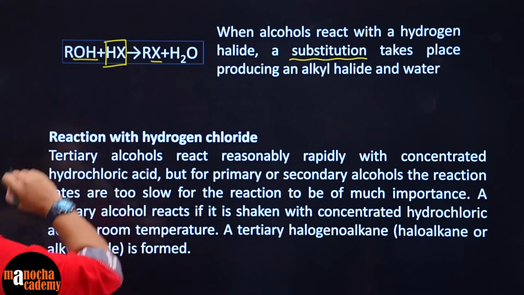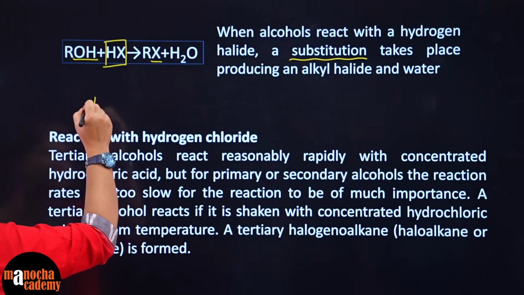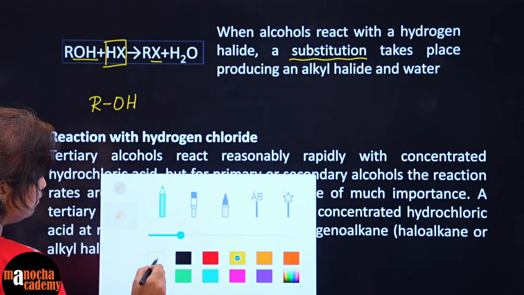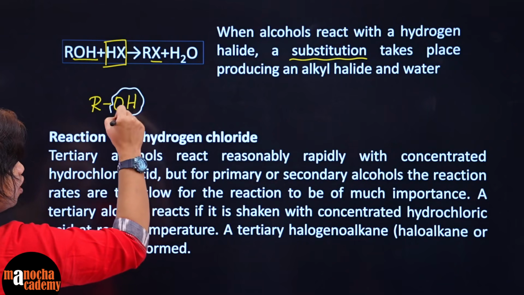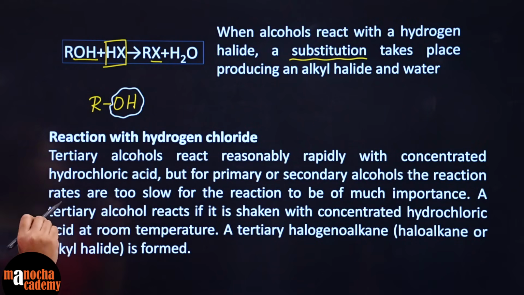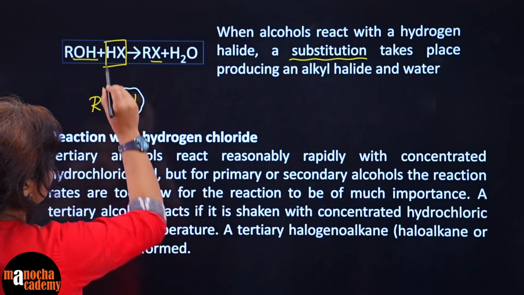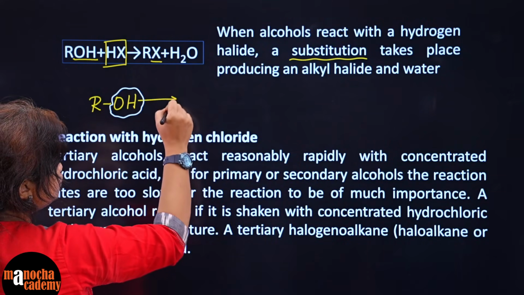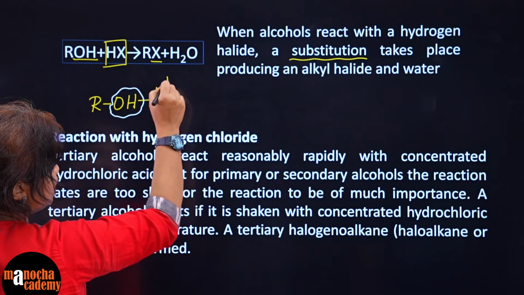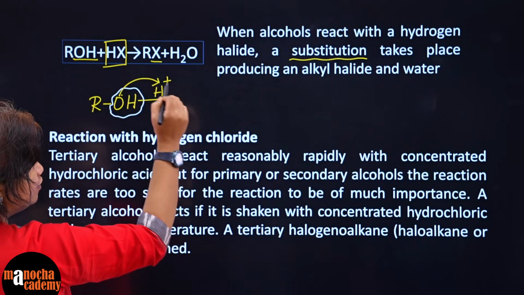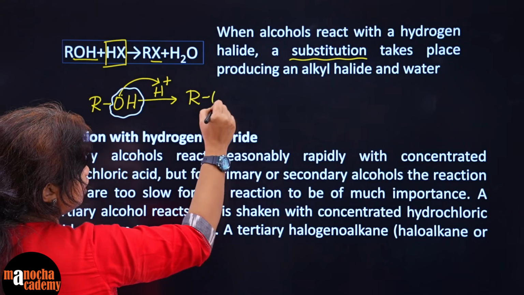So what is the role of the acid? Let me tell you, in ROH, this OH group is a poor leaving group. So to make it a good leaving group, what is done is, we react with an acid. How do we do it? HX is an acid, so it will react with H plus of HX. O is having a lone pair, it will attack here, and you get a protonated alcohol.